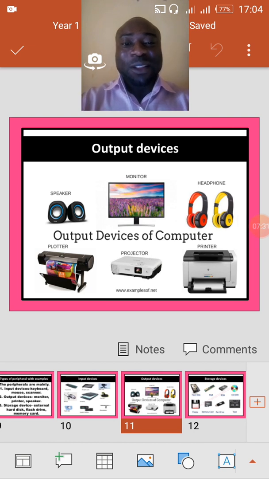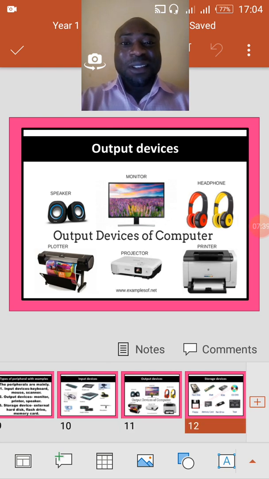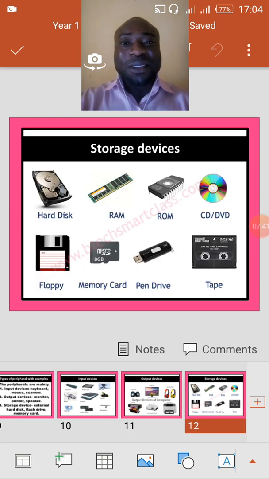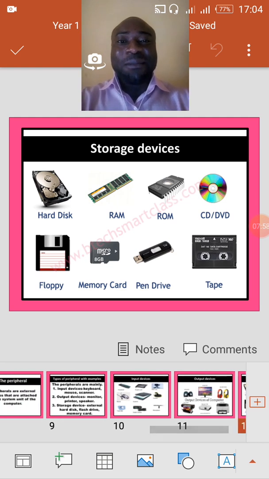These are output devices. Now what about the devices that we use to save our work, that we call storage devices? So let's look at the picture. As you can see on the board, we have the hard disk, the RAM, the ROM, the CD and DVD, the floppy, the memory card, the pen drive, and the tape. So these are the peripherals.